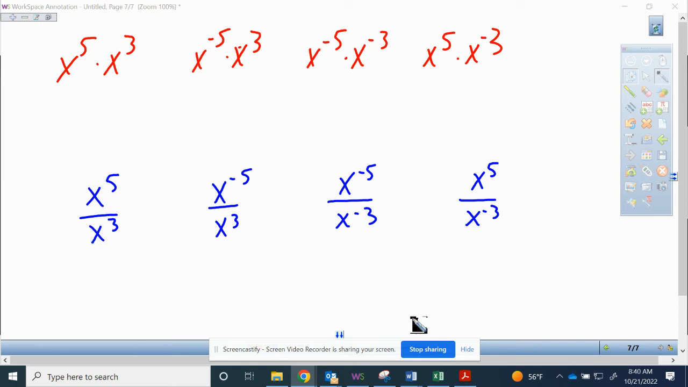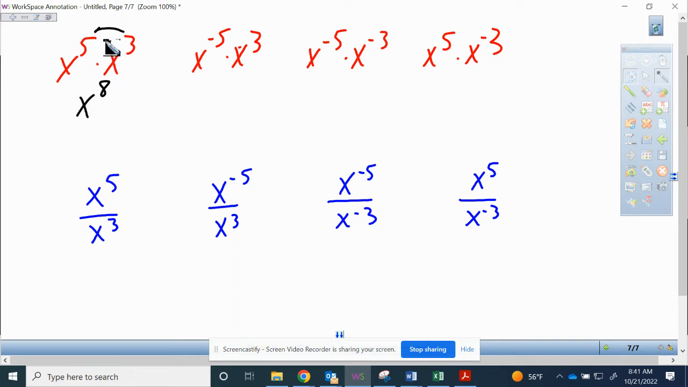Okay, so what I want to do is talk about the exponent rules. If we look at x to the fifth times x to the third, they're on the same level. So what we realize is we have x times x times x 5 times here, and then we have x times x times x 3 times here. So what we want to do is combine these for x to the eighth power.